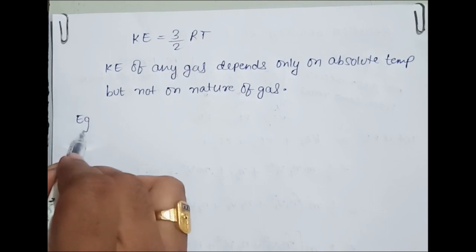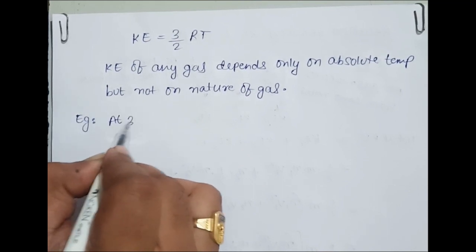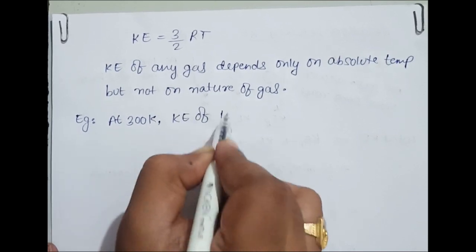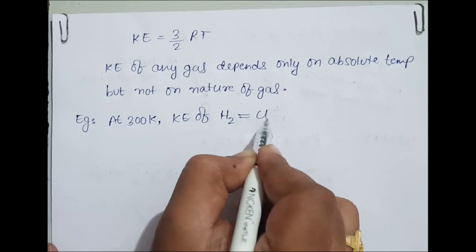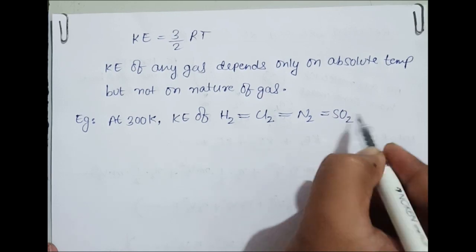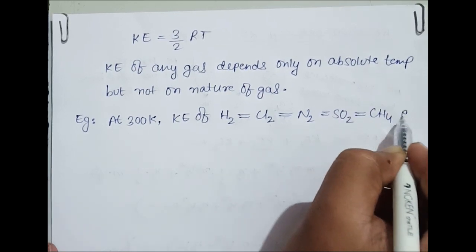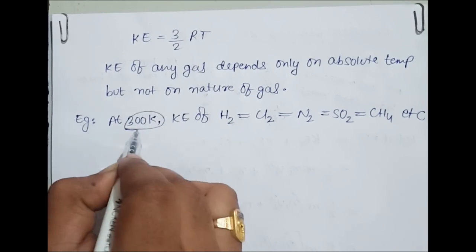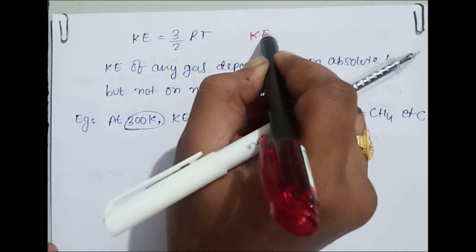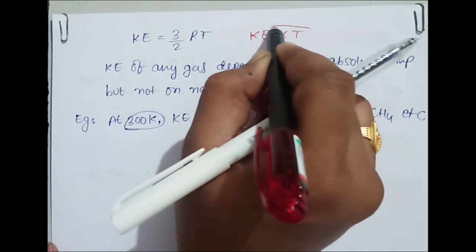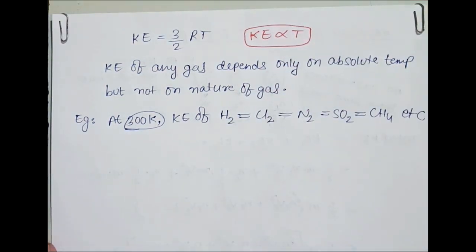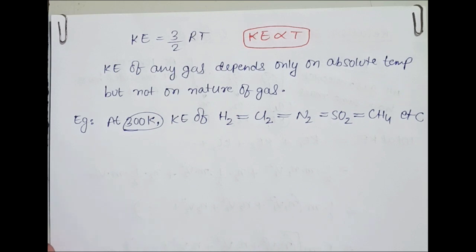Whether you take hydrogen, oxygen or helium, all gases will have the same kinetic energy. For example, at 300 Kelvin, the kinetic energy of hydrogen will equal that of chlorine, nitrogen, sulfur dioxide or methane. Any gas, if the temperature is the same, then the kinetic energy will be the same. Kinetic energy depends only on one factor, that is absolute temperature. It does not depend on mass. That is the final conclusion which is asked in many MCQs.